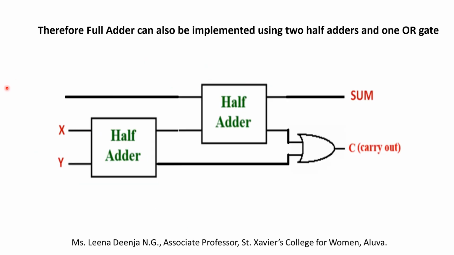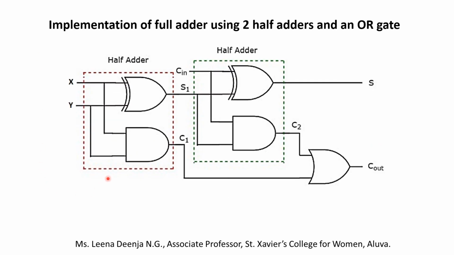Therefore, a full adder can also be implemented using 2 half adders and 1 OR gate like this. For the first half adder, the inputs given are X and Y, and here the output is S1 and the carry output is C1. And for the second half adder, the inputs given for this exclusive OR are S1 and C in, the third input. Here the outputs are S, and the carry from this half adder is C2. So C1 and C2 are given as the input for the OR gate, and the total carry output is taken as C out.